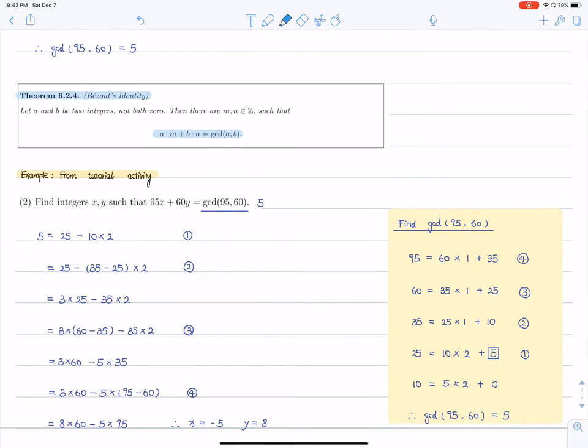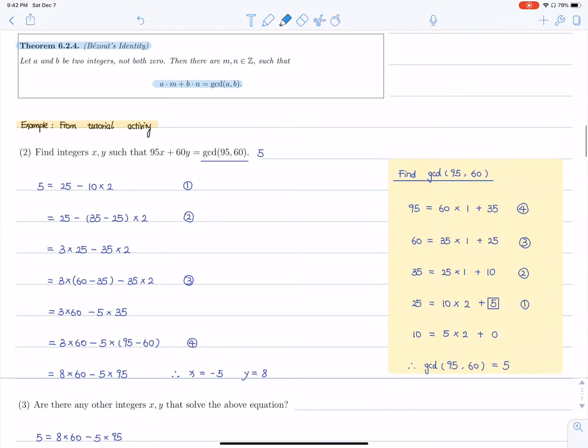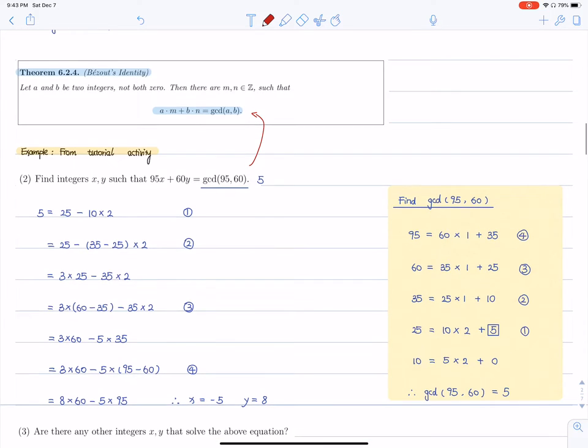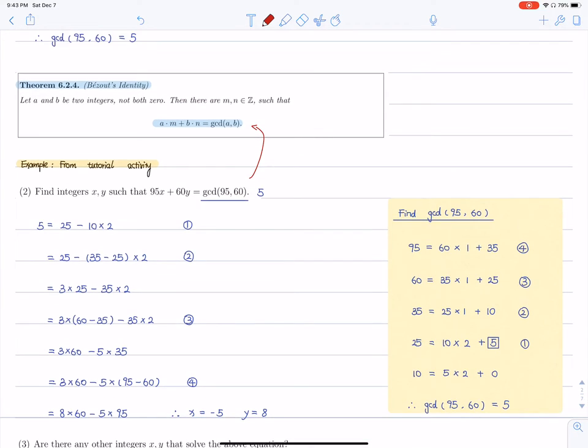Because by using this identity, we know that we can find integer solution x, y such that 95x plus 60y equals GCD of 95 and 60. Okay? We know our x and y exist because of this identity. Okay? So how do we solve this question?